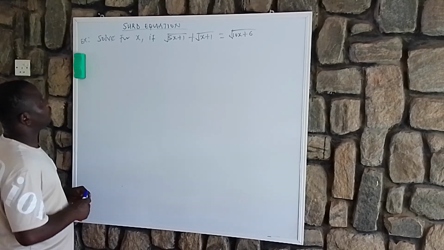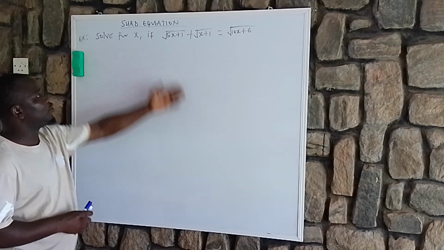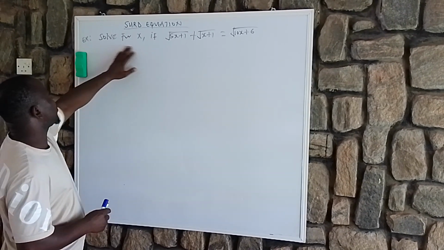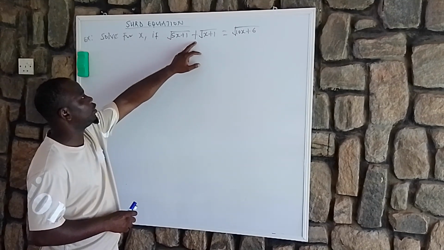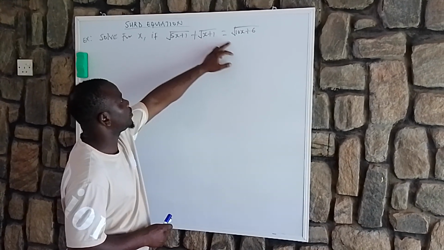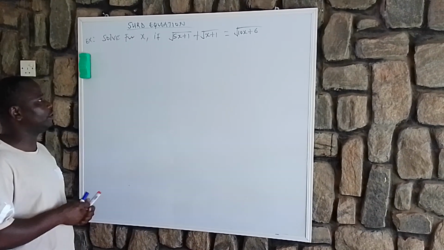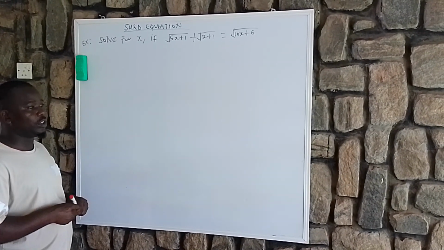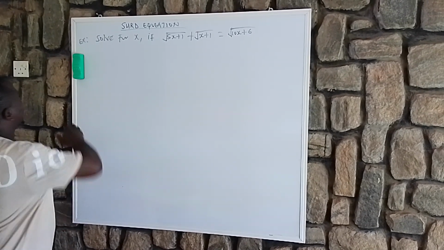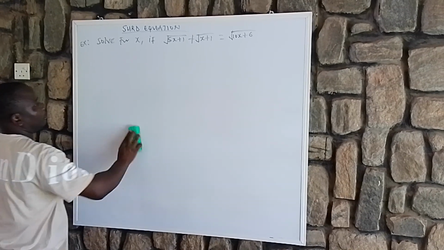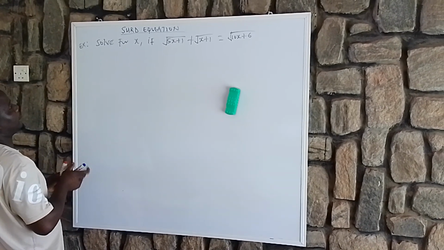Now there is a problem here. These are solved equations. It says solve for x if square root of 5x plus 1 plus square root of x plus 1 equals square root of 10x plus 6. Simple as ABC. It's not difficult. What you will do is just listen to me and follow me up. Okay, let's look at this video together.